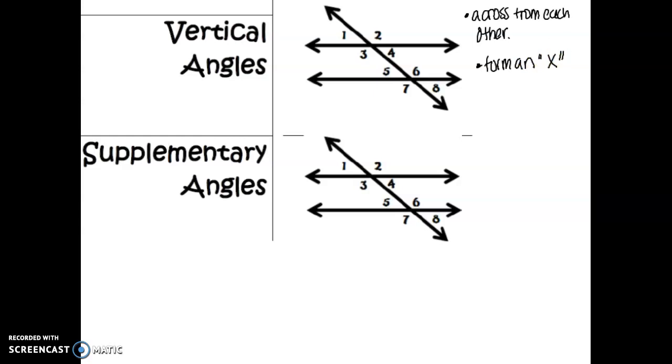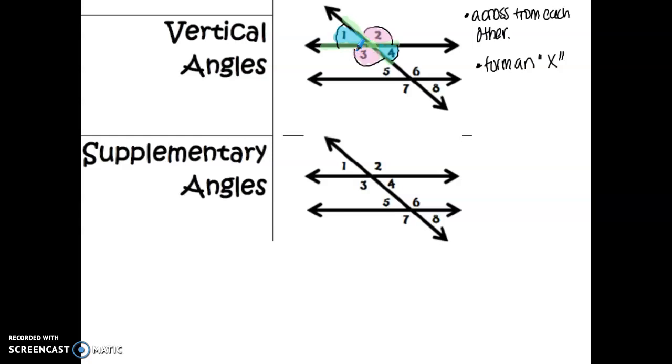What I mean by form an X is if you take one of the parallel lines and its transversal, then you have sort of an X thing going on. So if you get all those angles touched by that X, the ones directly across from each other are going to be the vertical angles. So for example, angle 1, the one across from it is angle 4. And then angle 2, the one across from angle 2 is of course angle 3.